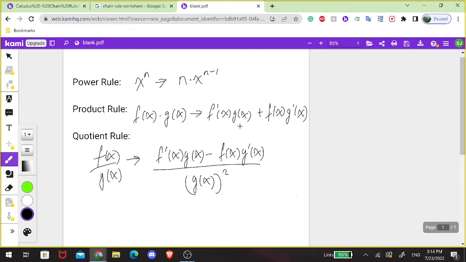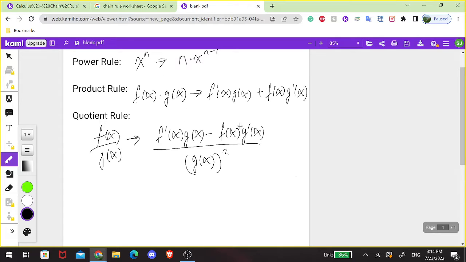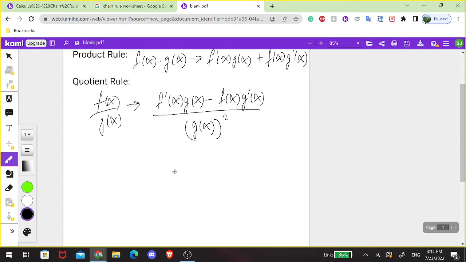Quotient rule is something similar. First term over second term, f of x divided by g of x will become derivative of f of x times g of x minus f of x times the derivative of g of x, over g of x squared. Alright, now let's talk about the new rule, chain rule.